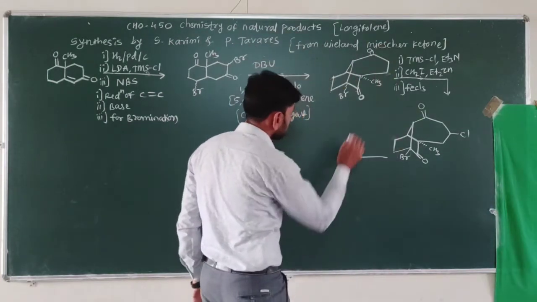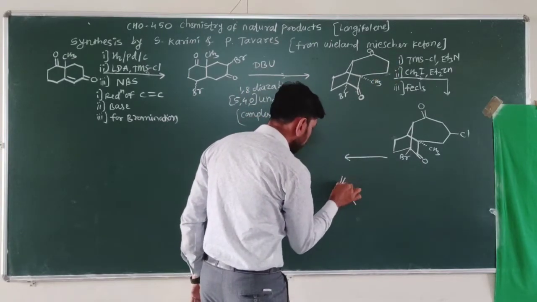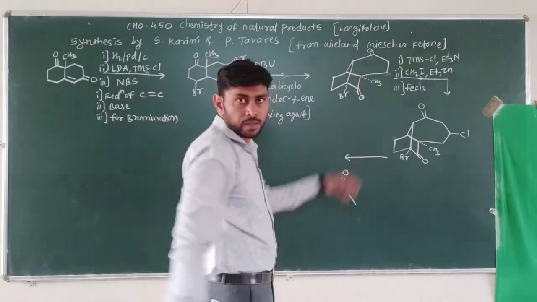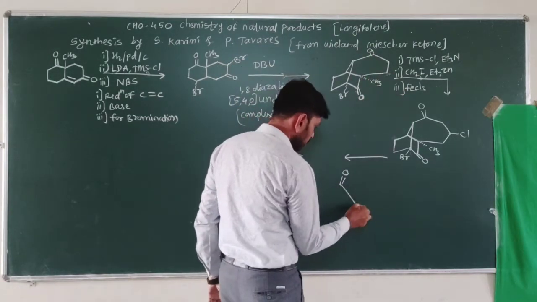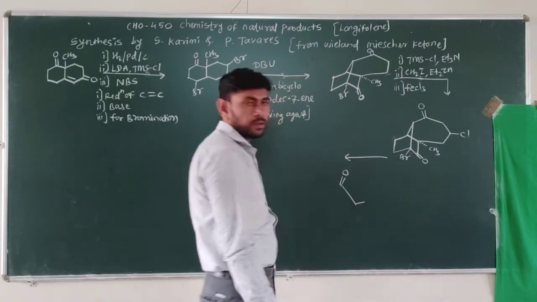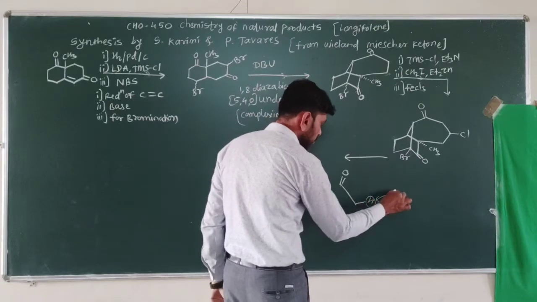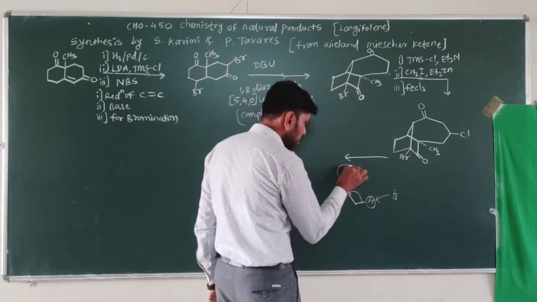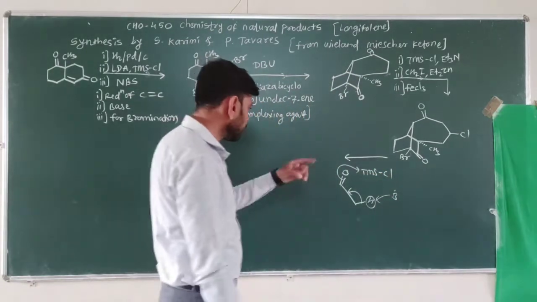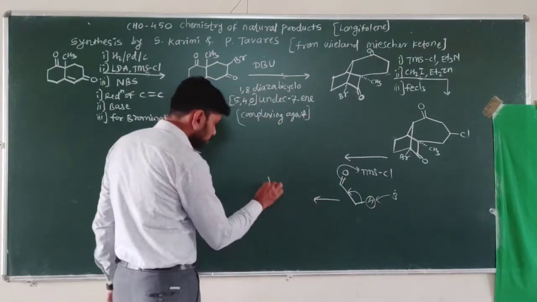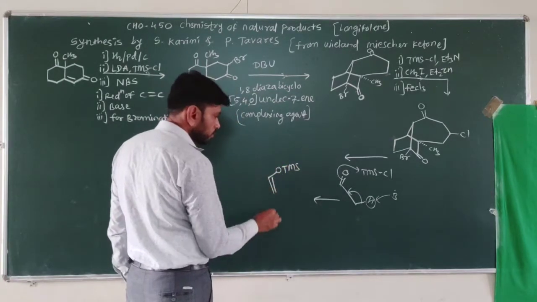See the process here. In this case, what happened? This C double bond O, I am explaining this one, and this bond. Now what happened with TMSCl and Et3N used as a base? The base removes the proton, and now this attacks TMSCl. So what happened here? O-TMS, and now this double bond is formed here.